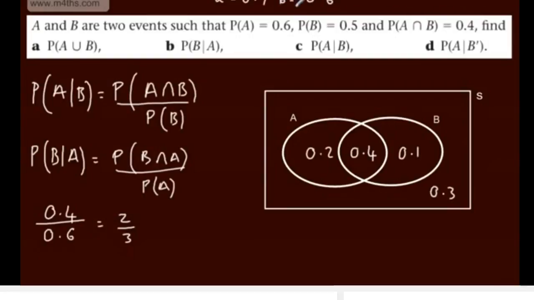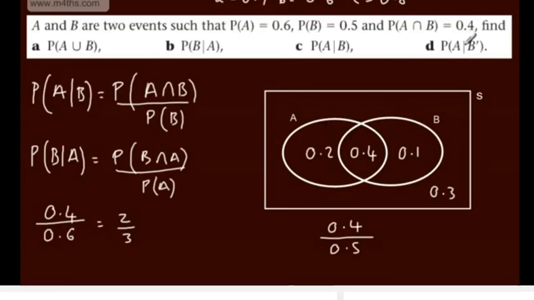So that one's B. The probability of A given B. So all we need to do is use this one here. So it's going to be the intersection, which is going to be 0.4, divided by the probability of B, which is going to be 0.5. And what's that going to give us? 4/5, which is going to be 0.8. Okay, and that's logical. We're just looking for this bit in the whole part there. So that one, C, is going to be now 0.8.